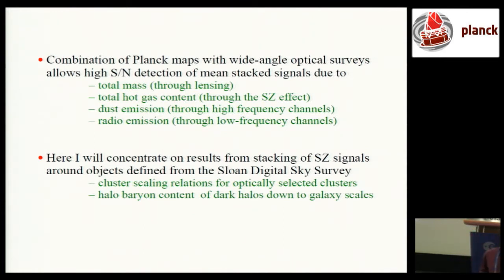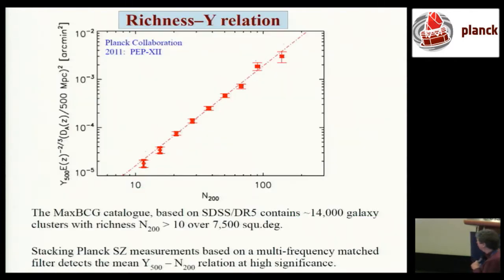And the other thing I want to do is show you what you get by stacking very large numbers of objects to see what we can say about the missing baryons in the low-density universe, whether we can find the hot baryons associated with objects smaller than galaxy clusters. And as you will see, this is in fact possible.